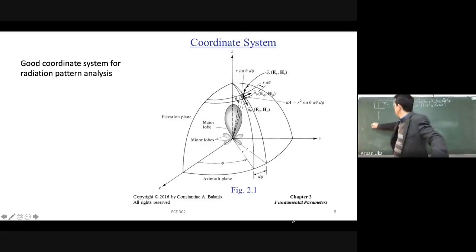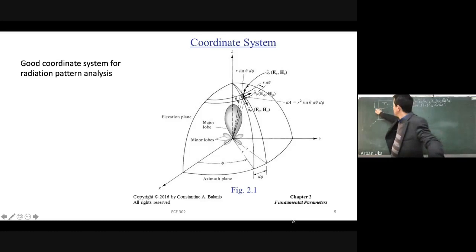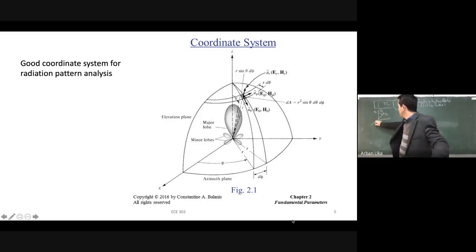And there is no need to do this one, but as a reminder, this is r, the distance from the origin 0, 0, 0. This is the angle theta with respect to the z-axis, and the projection onto the xy plane produces this angle phi.